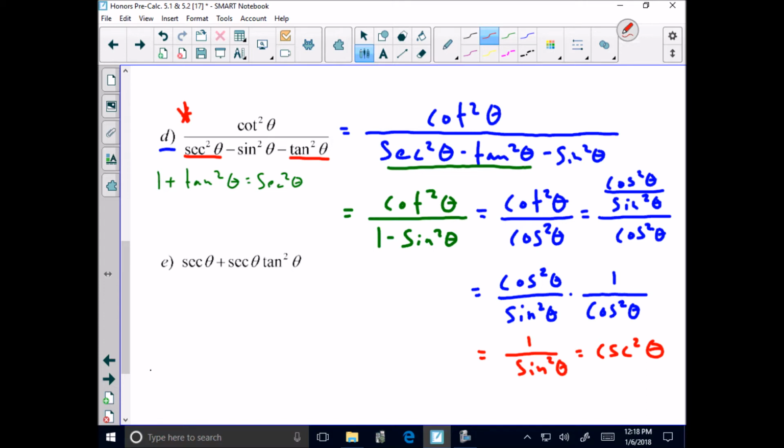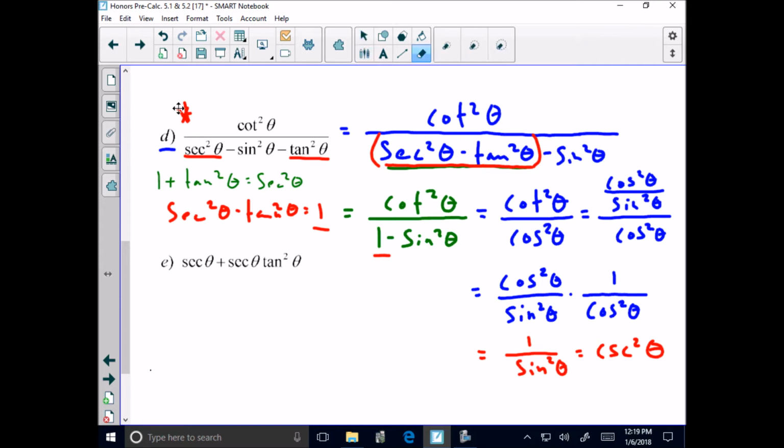And right here, I was able to look at secant squared theta minus tan squared theta and say that if I go from our 1 plus tan squared theta equals secant squared theta, I can get that secant squared theta minus tan squared theta by subtracting tan squared theta from both sides, which is going to give me secant squared theta minus tan squared theta equals 1, right? So I made that substitution right there. I substituted 1 for my secant squared theta minus tan squared theta, and that gave me cotan squared theta being divided by 1 minus sine squared theta.